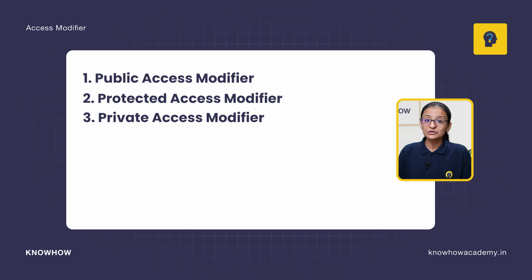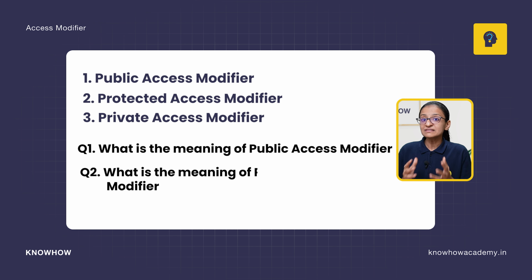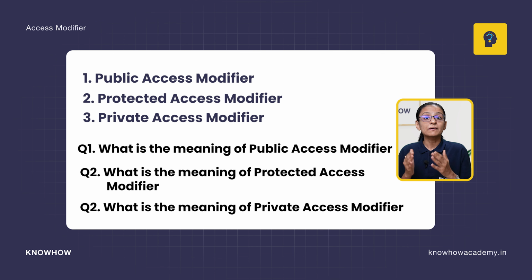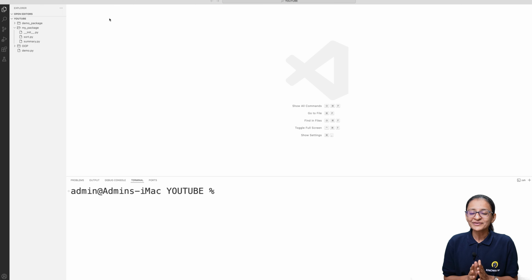As I told you, there are three types of access modifier: public, private and protected. Now, what is the meaning of public access modifier? What is the meaning of private access modifier? And what is the meaning of protected access modifier? So let's implement practically. Let me tell you the scenario on which I am giving an example of access modifier. Let me explain the scenario.